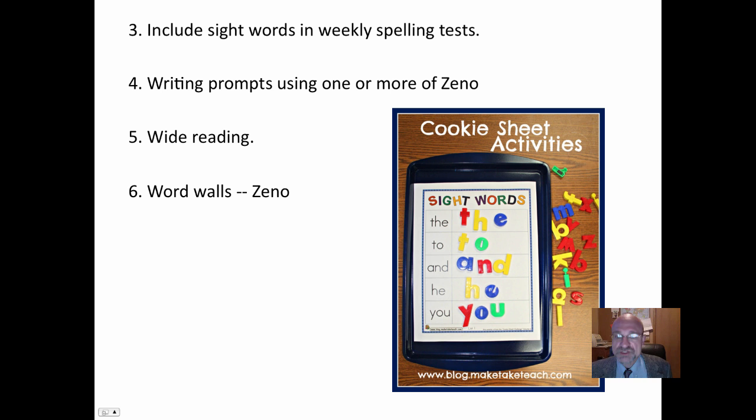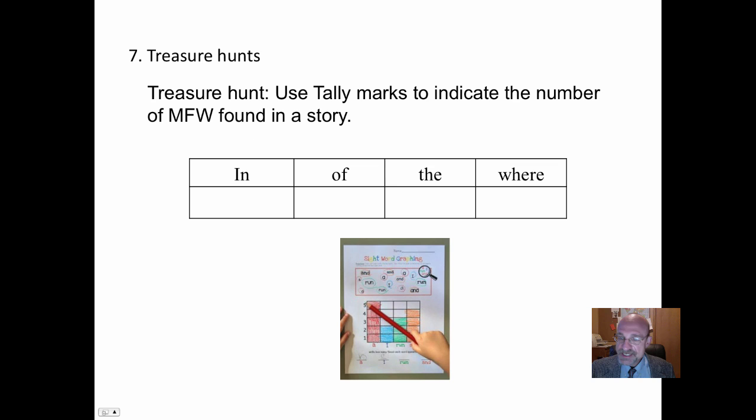Include them in spelling tests if you have an emergent level reader at 2nd or 3rd grade and higher. Use them for writing prompts, wide reading, and of course, word walls. Cookie sheet activities. Do a Google search. There's a whole lot of neat activities there, and you can see one here. Anything that gets them manipulating them.